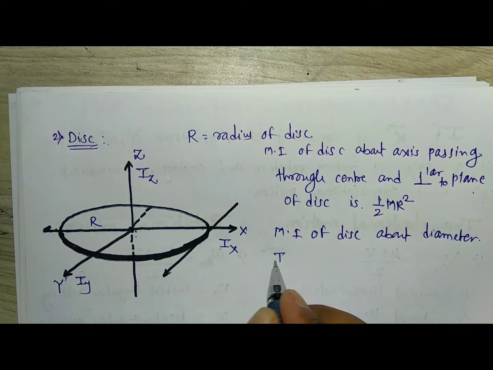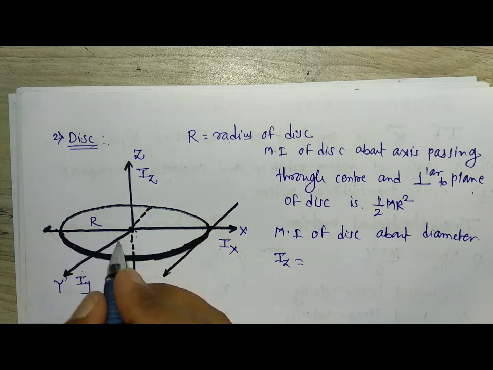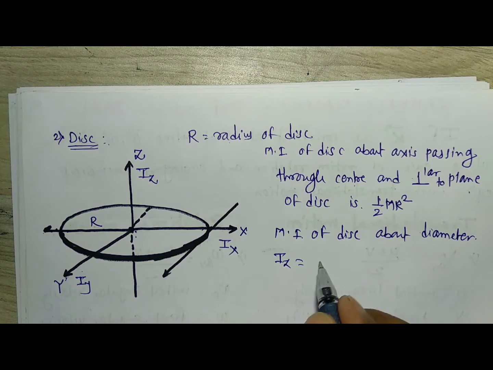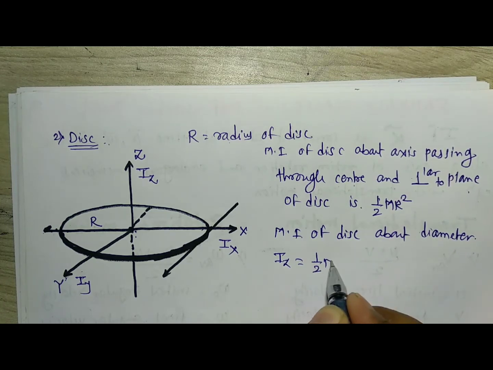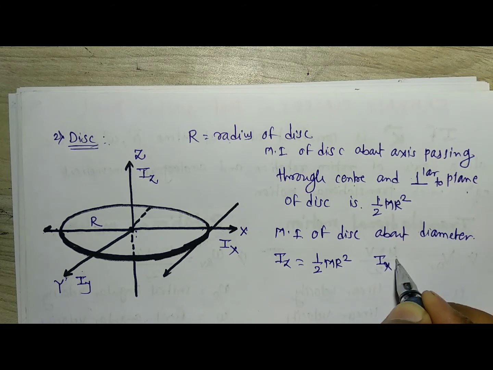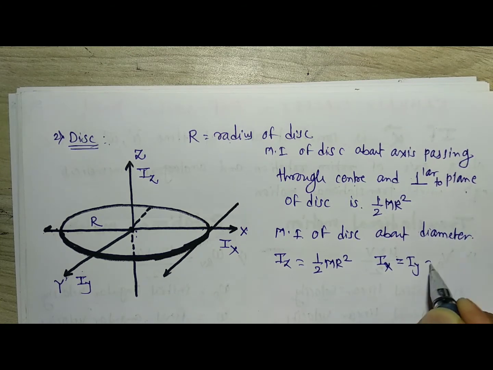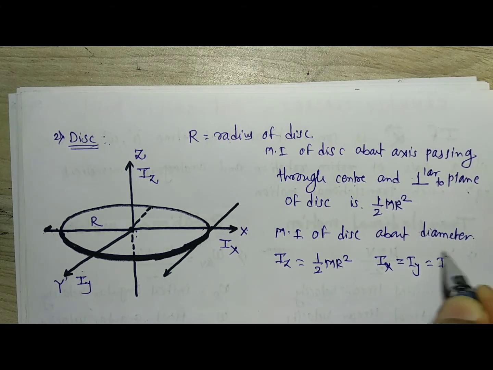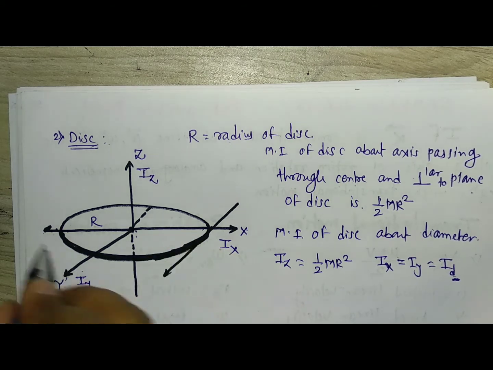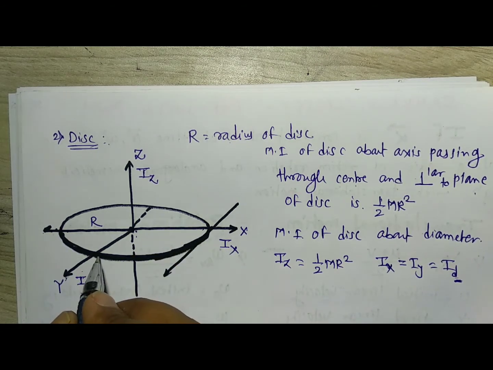Here Iz is the moment of inertia about an axis passing through the center and perpendicular to its plane, and therefore Iz is equal to 1/2 mr square, and Ix is equal to Iy is equal to Id. It is nothing but the moment of inertia about a diameter. D stands for diameter, and Ix and Iy are both diameters of that disk.